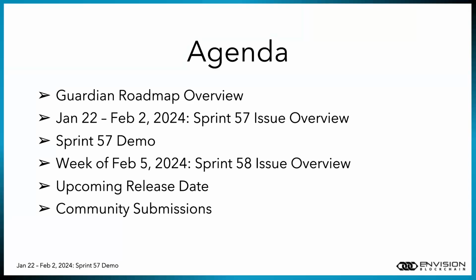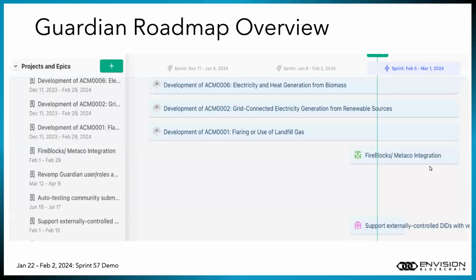We'll be looking ahead to the week of Feb 5th, which is Sprint 58. We'll also be talking about the issues that we'll be tackling in Sprint 58, and about the upcoming releases. We'll also be giving you some of the ways that you can submit bugs or policy requests to various different channels. So, just a quick overview of the Guardian roadmap.